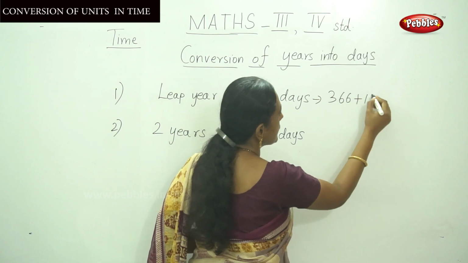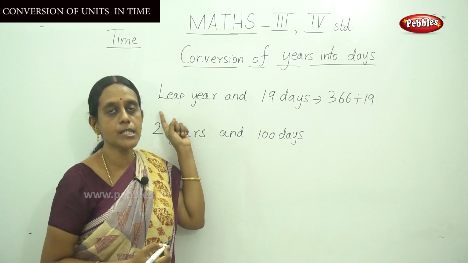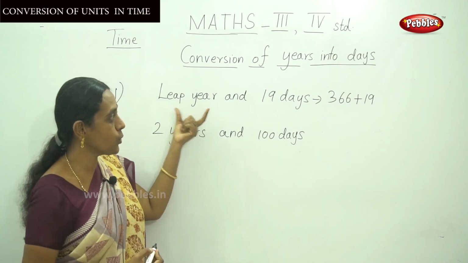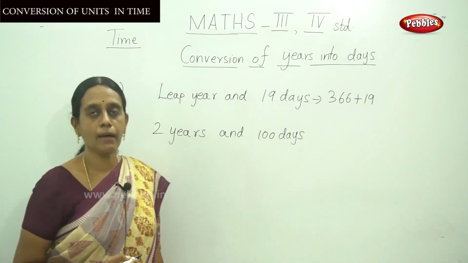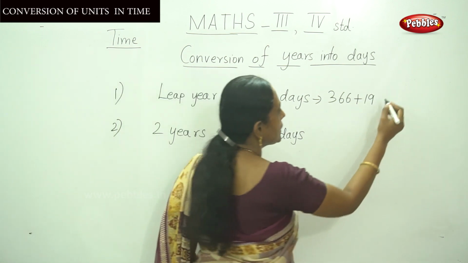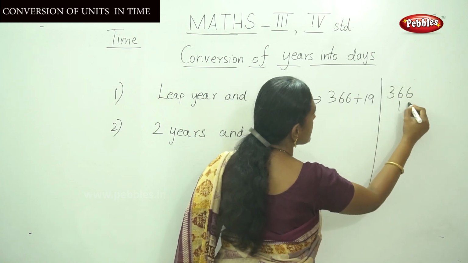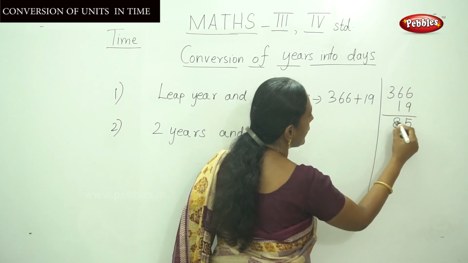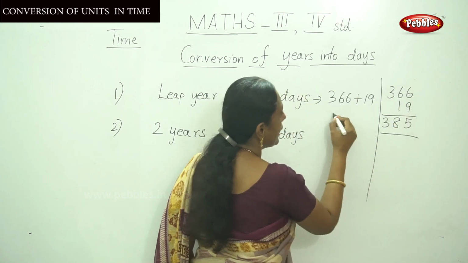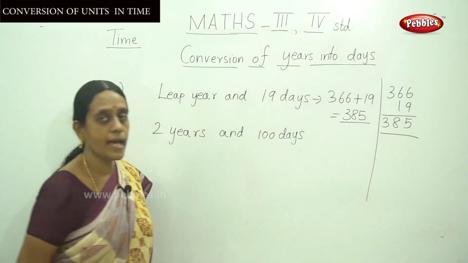Conversion of years into days, that is leap year, that means 366 plus 19. Because the leap year has February with 29 days, the leap year total is 366 days, and plus 19 days you have to add on. So 366 plus 19, total 385 days is the answer.